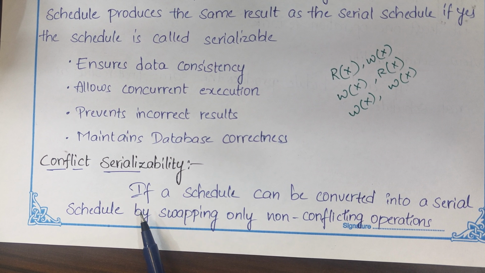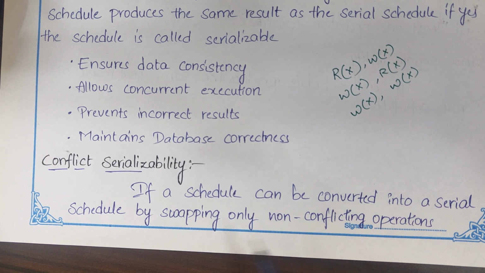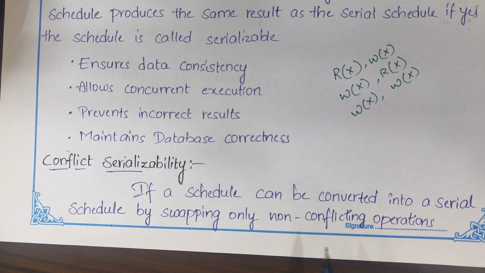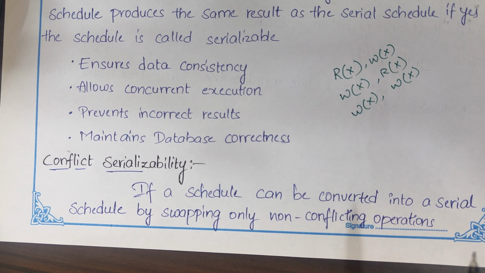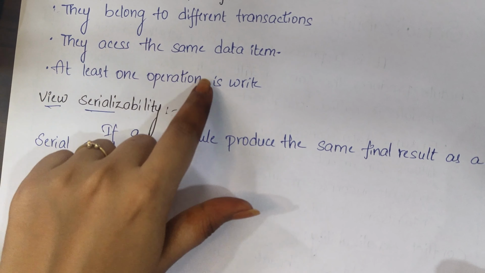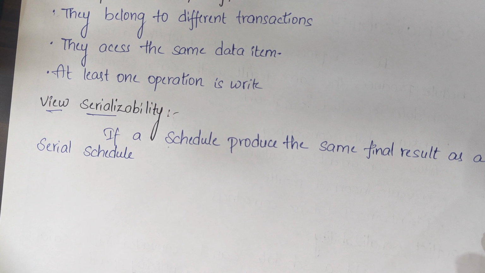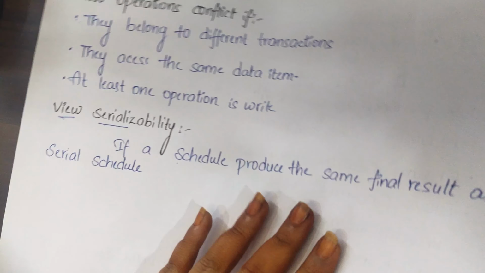We have two types of serializability, conflict serializability and view serializability. Conflict serializability: a schedule can be converted into a serial schedule by swapping only non-conflicting operations. Here we are not swapping everything, only the non-conflicting operations. You may be confused about what conflict actually means. Two operations are said to be in conflict when they belong to different transactions, they access the same data item, and at least one operation is a write.